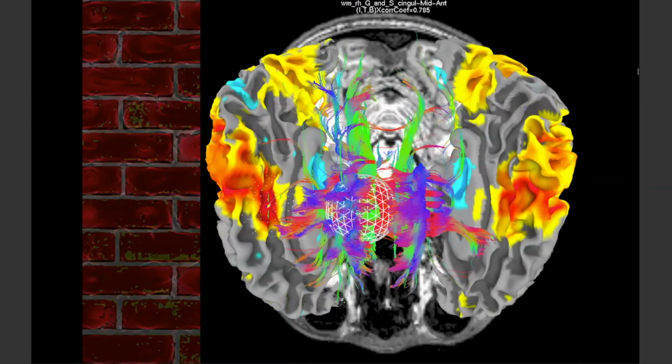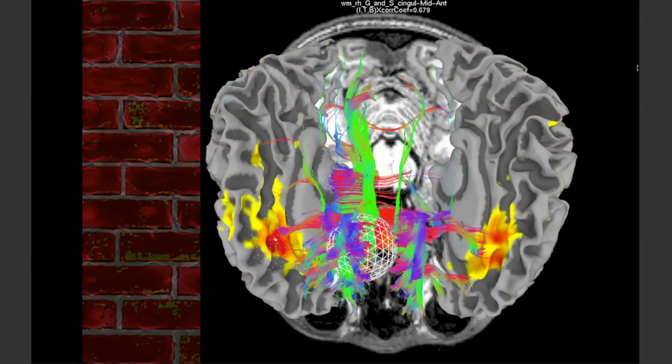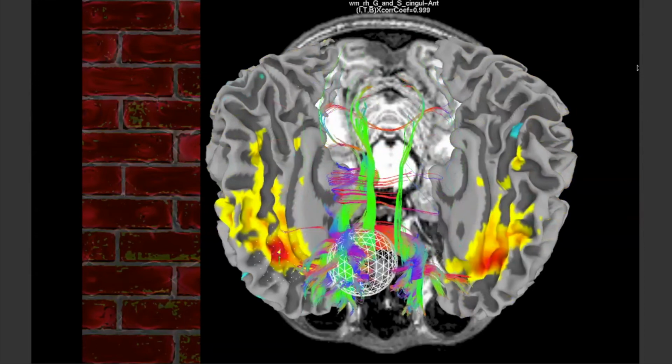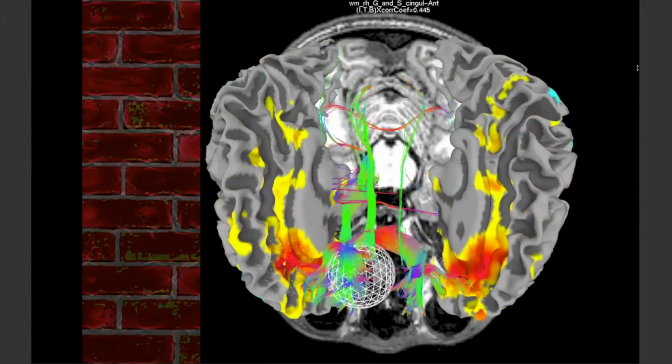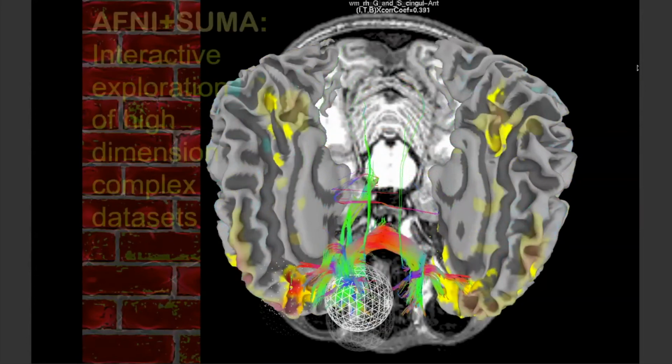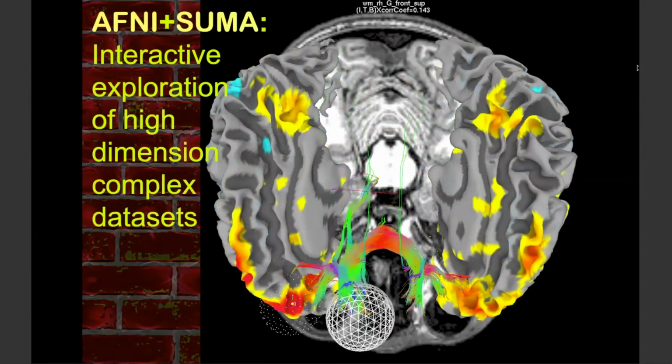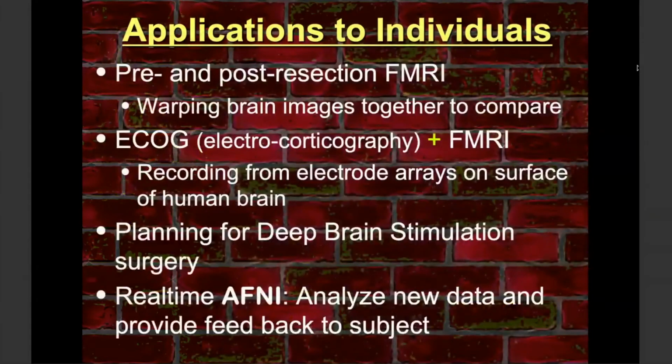So some of this is really connected. Some of this at least agrees with the DTI estimation of physical connectivity, which is reassuring, and some of it isn't, which doesn't mean it's wrong. Neurons actually talk to more than one other neuron, so it can work its way through. This is actually fun, though, shockingly. So we have this interactive exploration of these high dimensional complex data sets.